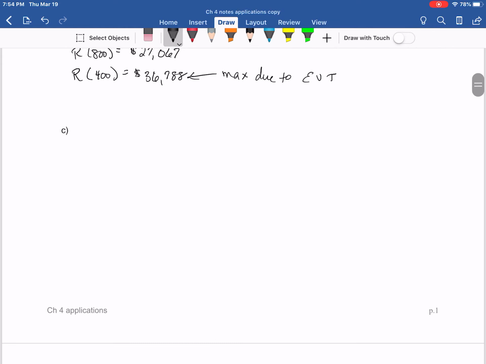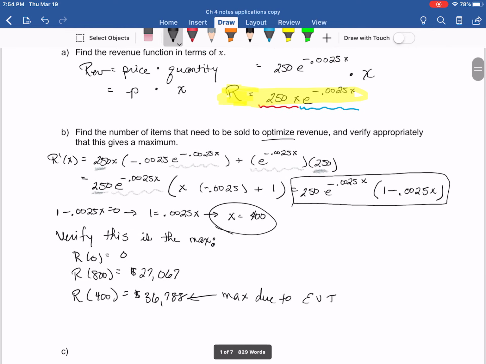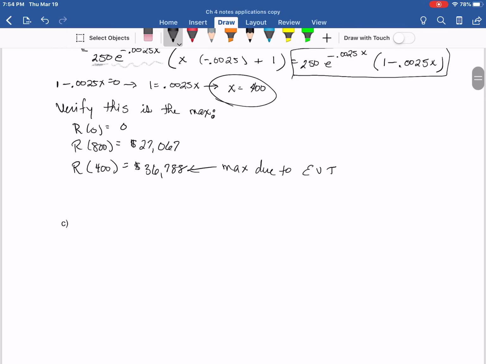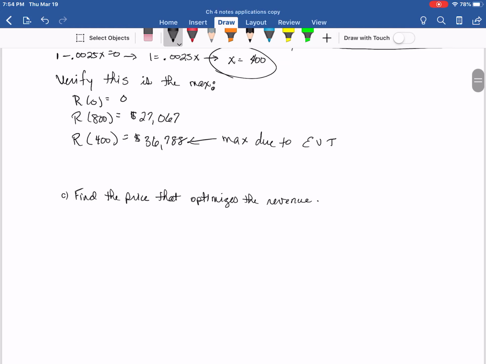All right, part C got eliminated. Let's see if I have it on paper. Part C would have said, I don't know what happened to it, but find the price that optimizes the revenue. Okay, so I'm not going to worry about getting that back. I must have deleted that.